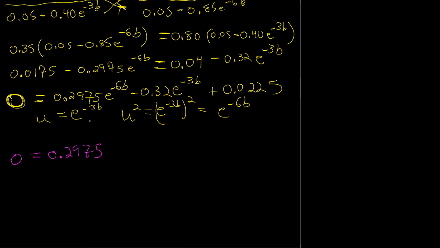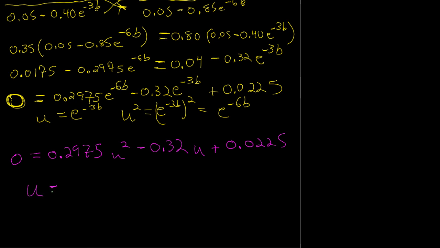Well, let's put these in. 0.2975 e to the negative 6b, I'm going to call it u squared, minus 0.32 e to the negative 3b, well, I'm going to call that u, plus 0.0225. That's the quadratic equation. I can do things with that. In fact, I can use the quadratic formula, which we will.